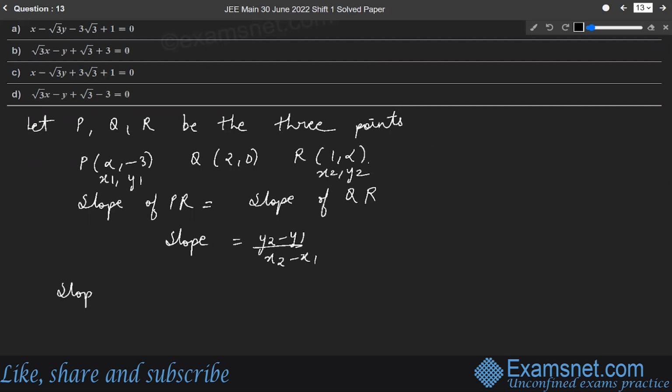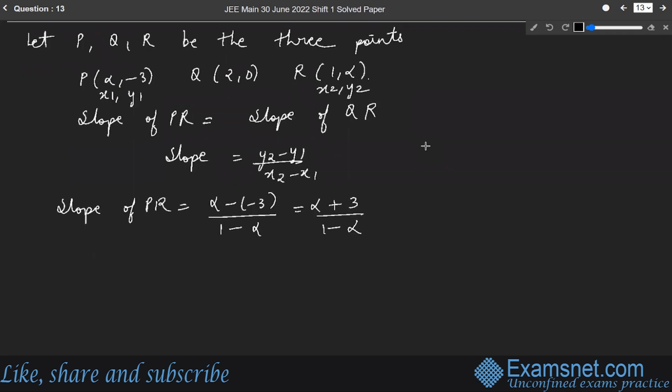So the slope of PR will be equal to y2 minus y1. What is y2? Alpha. Minus y1. What is y1? Minus 3. Divided by x2 minus x1. What is x2? 1. Minus x1. x1 is alpha. So this will be alpha. Minus minus will be plus 3, divided by 1 minus alpha.